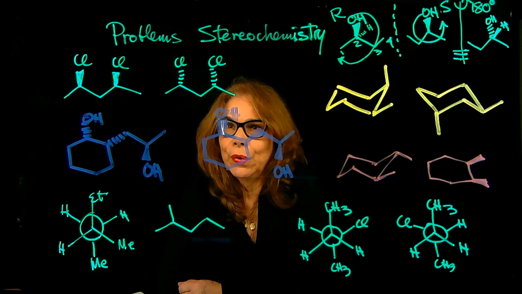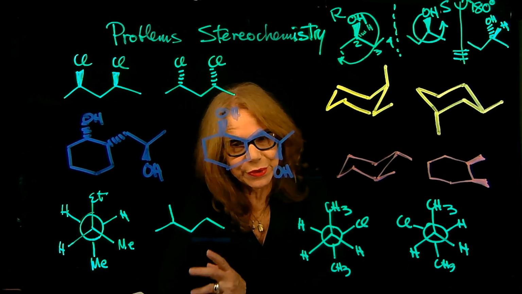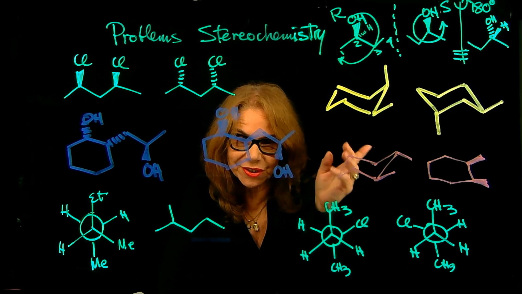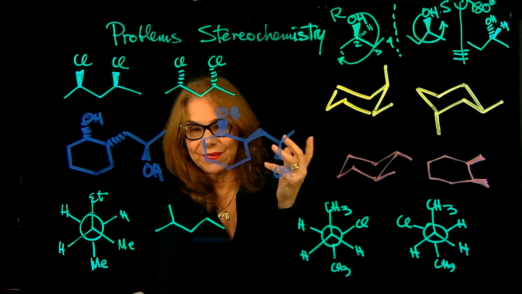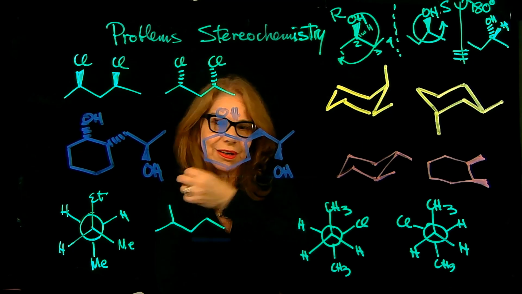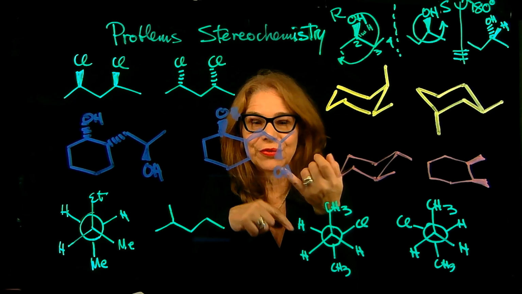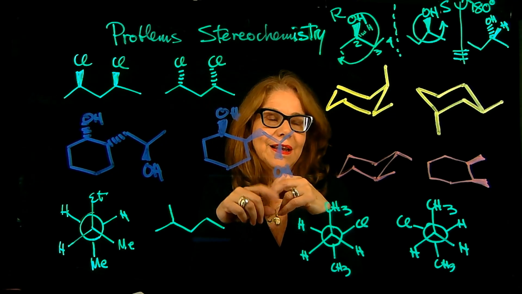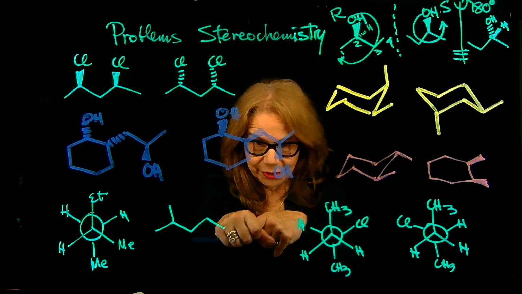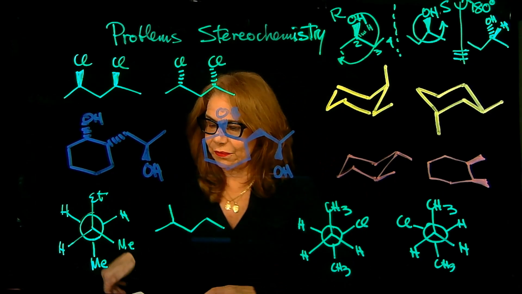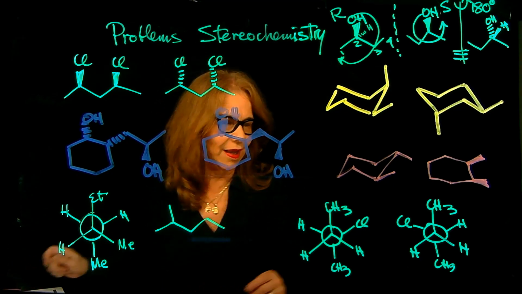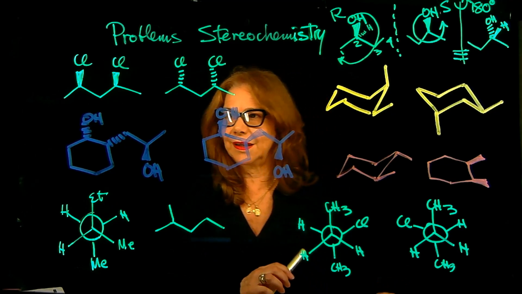Here we have more pairs of molecules, and we're going to decide what is the stereochemical relationship. They can be the same, so identical molecules. They can be constitutional isomers, enantiomers, or diastereomers. So let's see what is the relationship between these. Let's go ahead and analyze the first one.